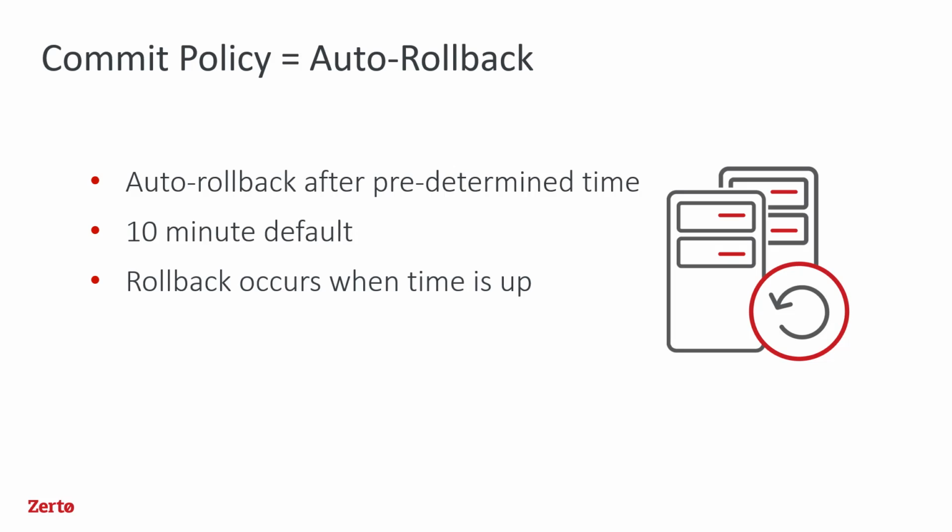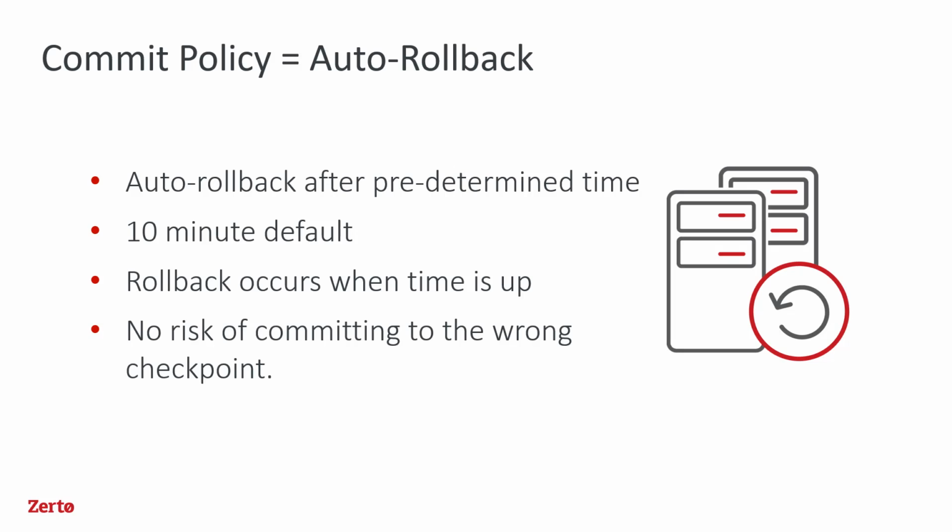In our ransomware example, if you kept the auto rollback default of 10 minutes, you'd have that amount of time to manually commit the operation. If you missed the window, you'd revert back to the production system, which, in our example, is corrupted by ransomware. However, there isn't any risk of committing to the wrong checkpoint by using auto rollback.